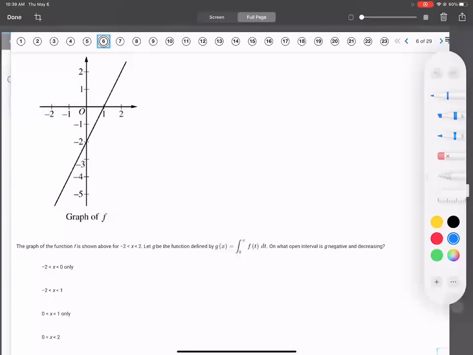Hi everyone. We're going to go over some of these questions on the 5-4 practice on the AP Classroom. I was asked about number 6 and 22. So let's go and do number 6 first.